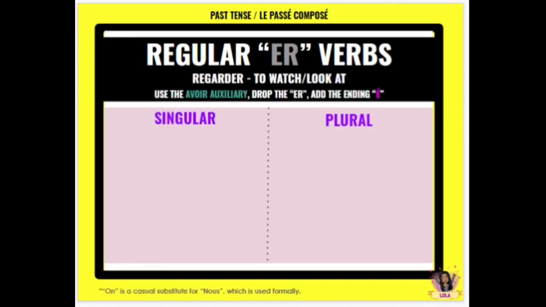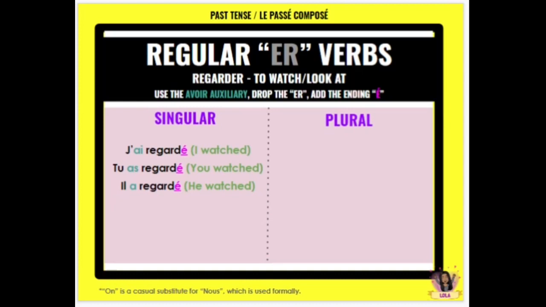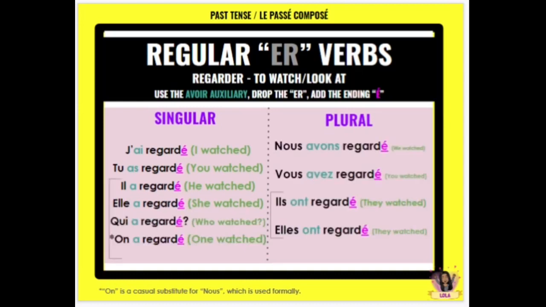So let's conjugate the whole thing now. So remember that regarder means to watch or look at. And again, we're using the avoir auxiliary. Remember, we're taking off the ER and adding an E accent aigu. So there's your subject, your auxiliary, and your past participle. I watched, j'ai regardé. Tu as regardé, you watched. Il a regardé, he watched. And so on and so forth.